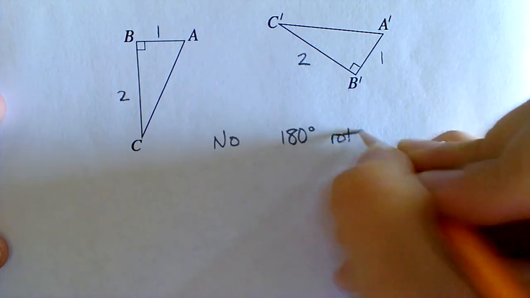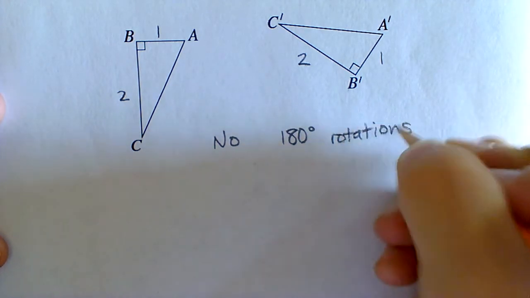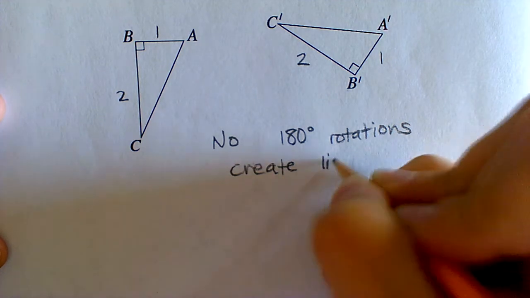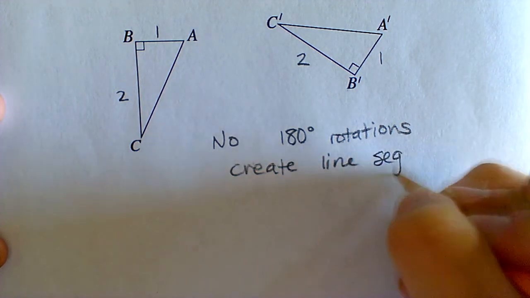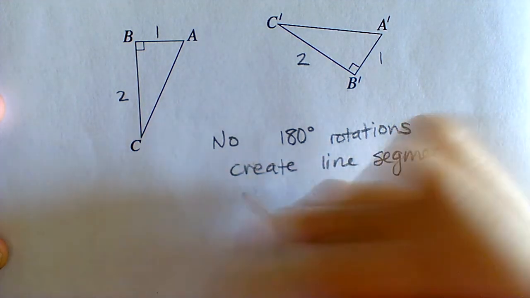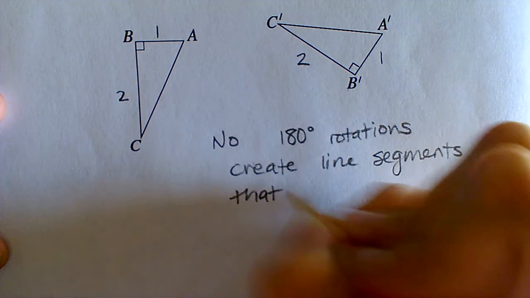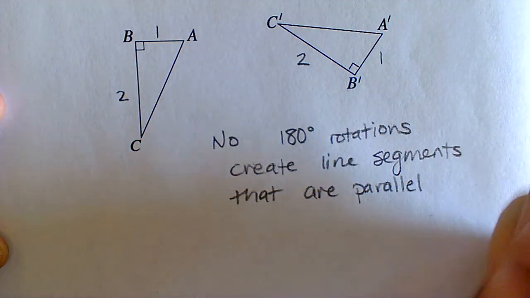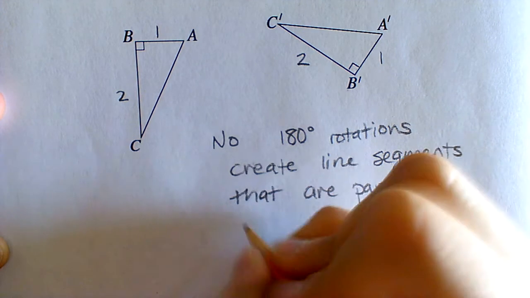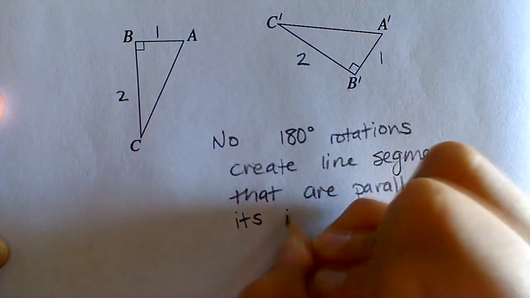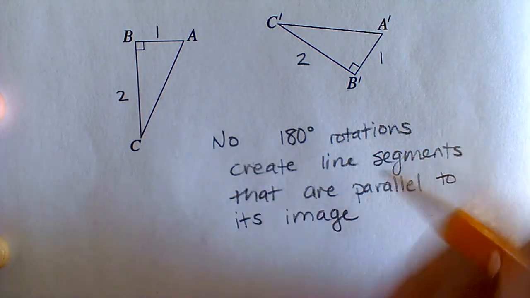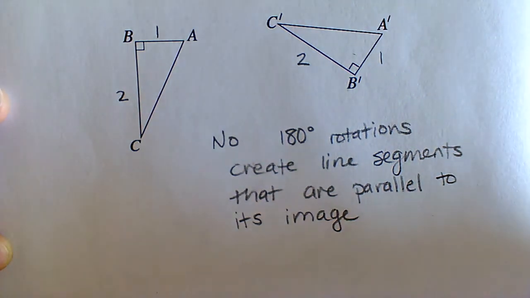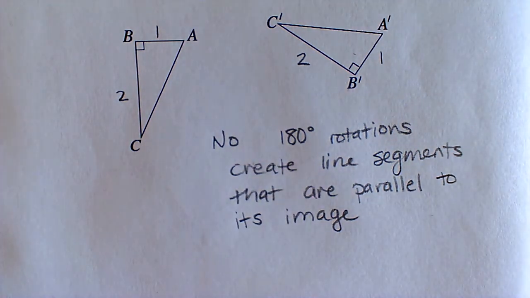180-degree rotations create line segments that are parallel to its image, meaning the original and the image are parallel to each other.